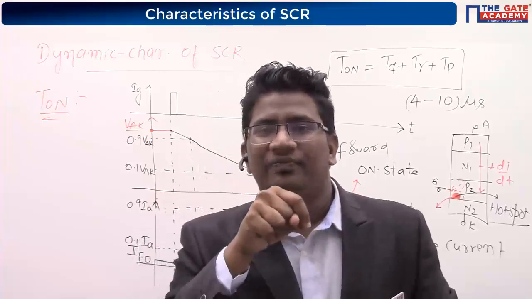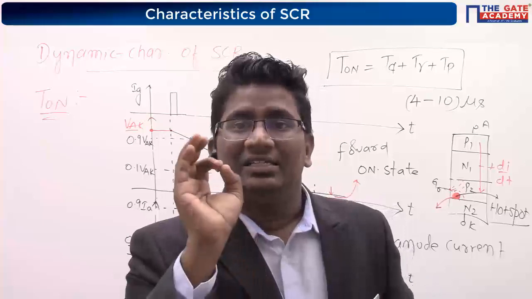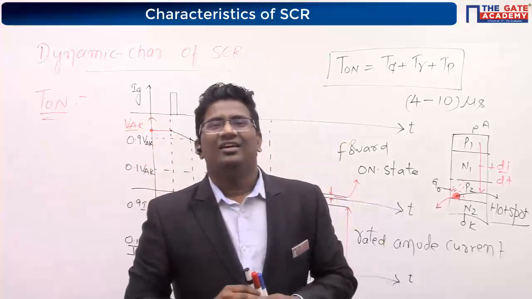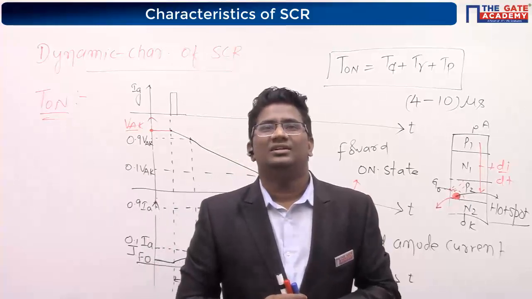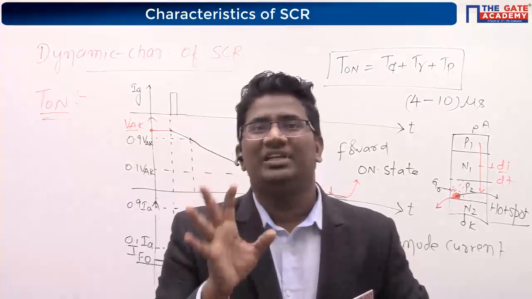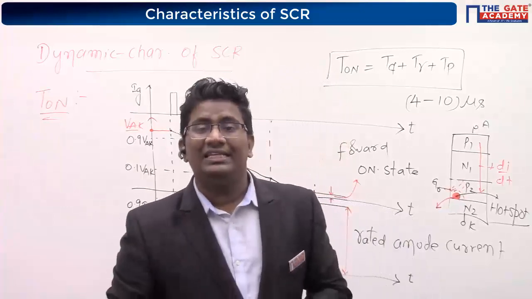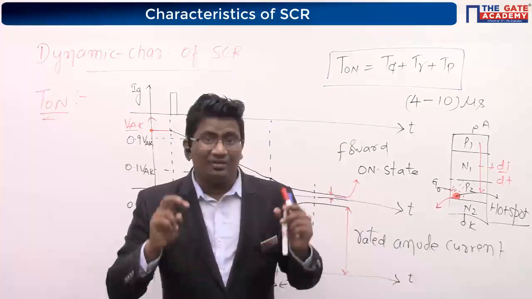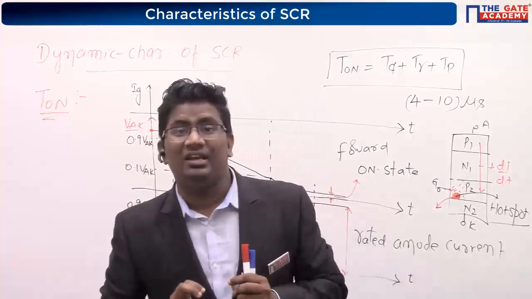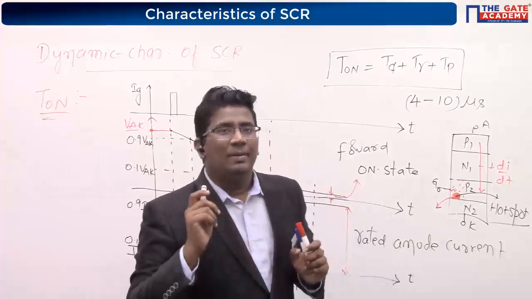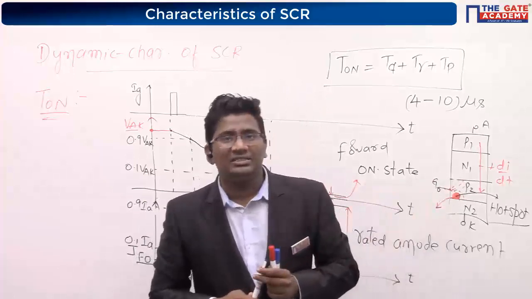It is a snubber. Have you heard the word snubber? Very good, Shavik. Snubber circuit, di by dt protection. Basically, you have two types of snubbers. One snubber circuit is to prevent the local hotspots.